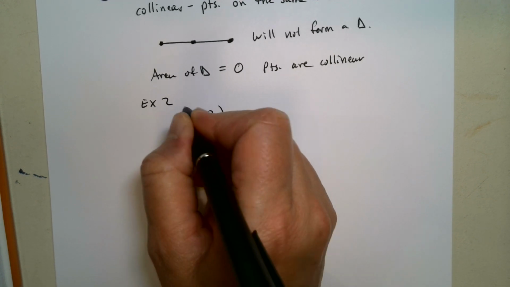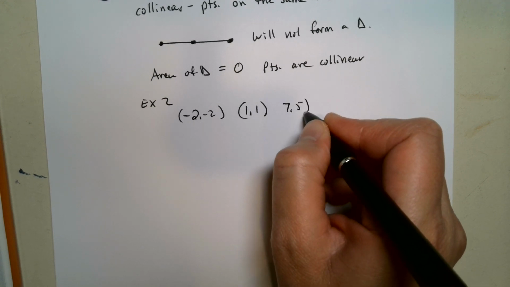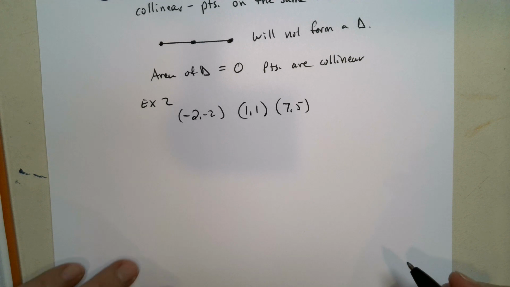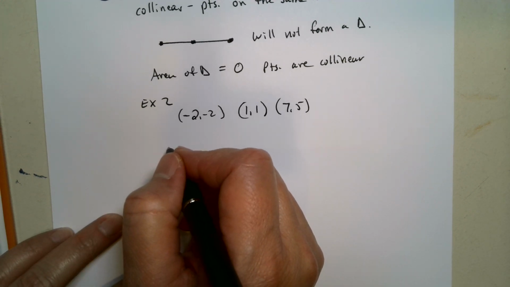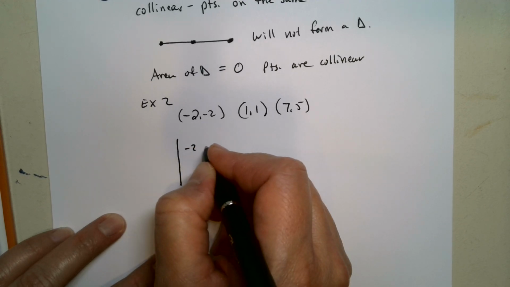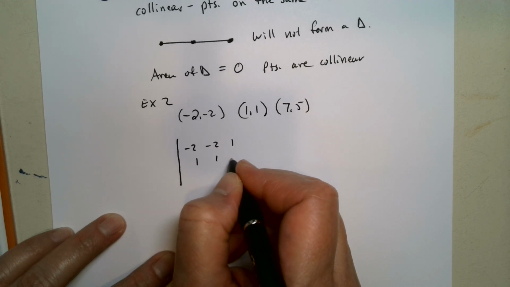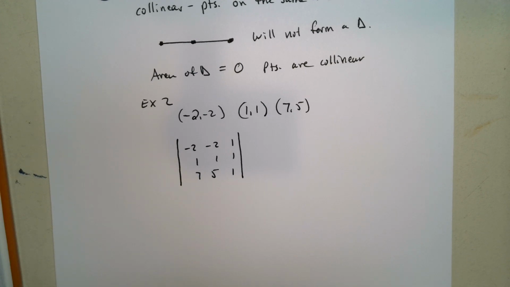So if we look at example 2 on page 537, it says determine whether the points (-2, -2), (1, 1), and (7, 5) lie on the same line. Are they collinear? So we're going to set up the matrix like we did for the area. And so we're going to take each point. So -2, -2, 1, 1, 1, 1, 7, 5, 1. And we want to see what the determinant is.